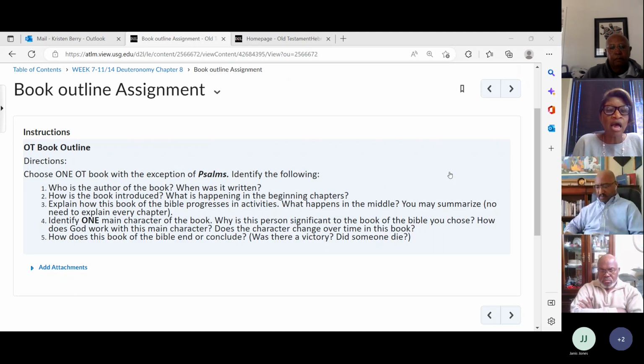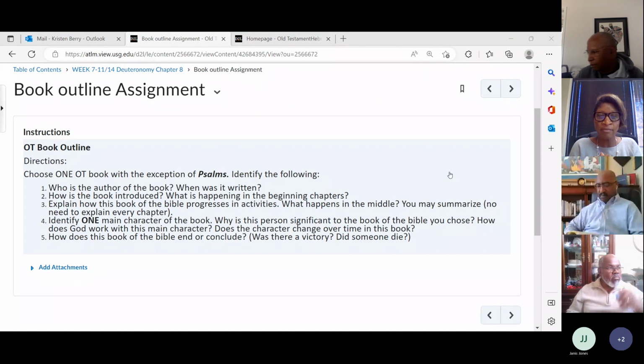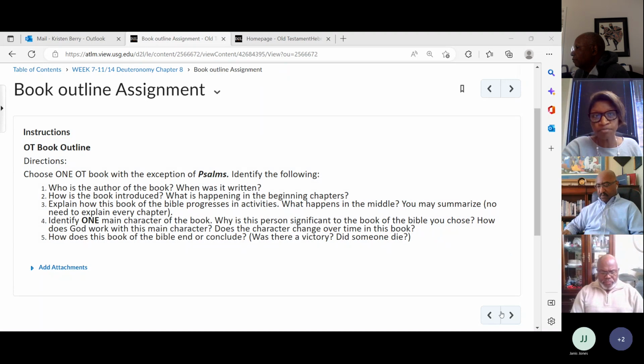And lastly, number five, how does this book of the Bible end or conclude? Was there a particular victory? Did someone die? Like in Deuteronomy, which we're going to talk about today. Most of the endings are kind of dramatic, so I'll just put it like that. Okay, so for this week, you're working on your Old Testament book outline. You're going to choose one book that you are just interested in, with the exception of Psalms, okay?